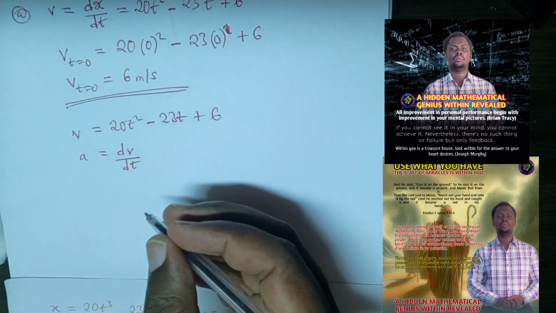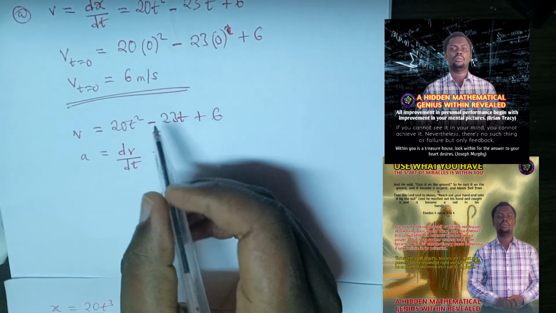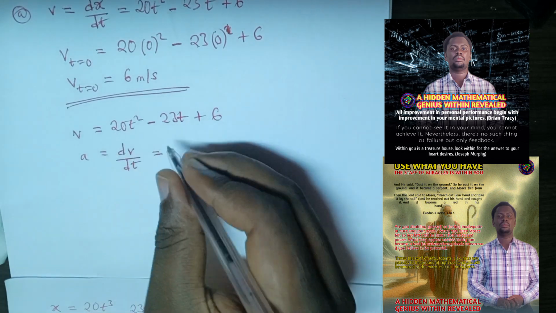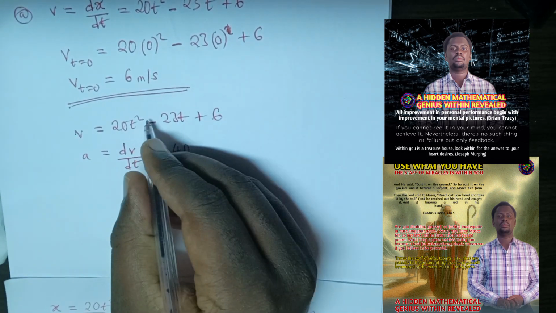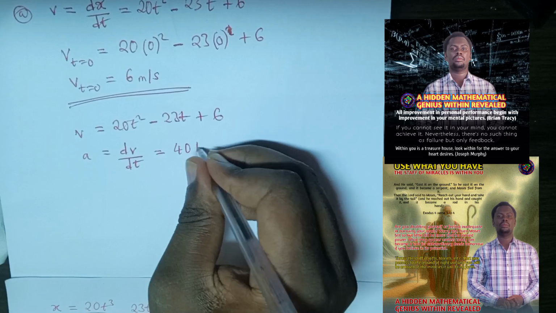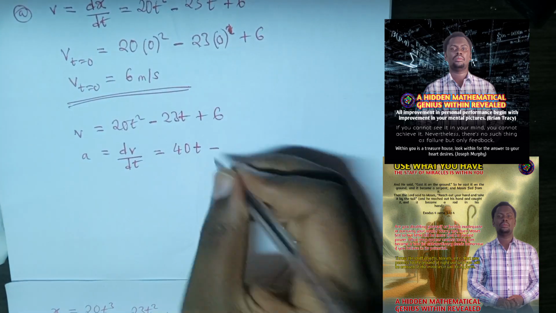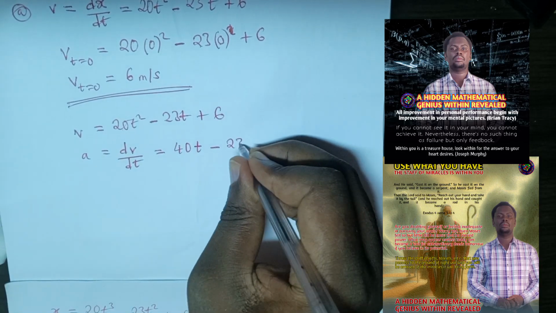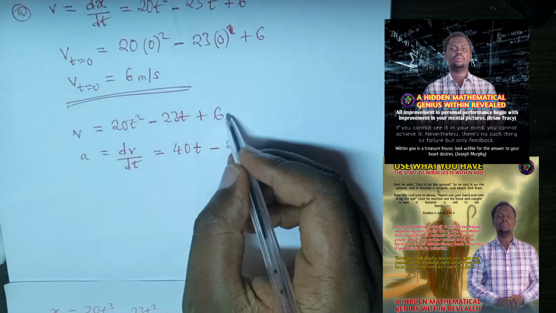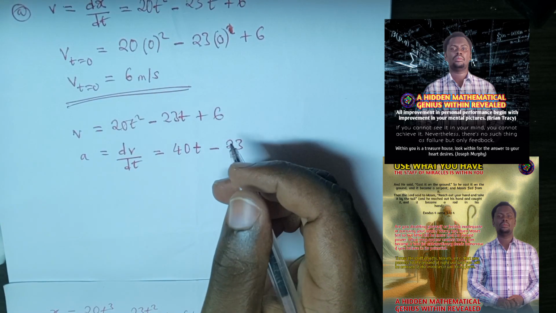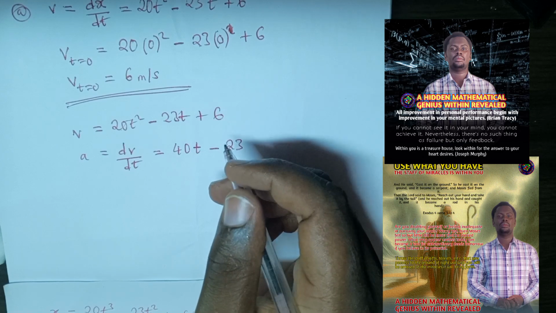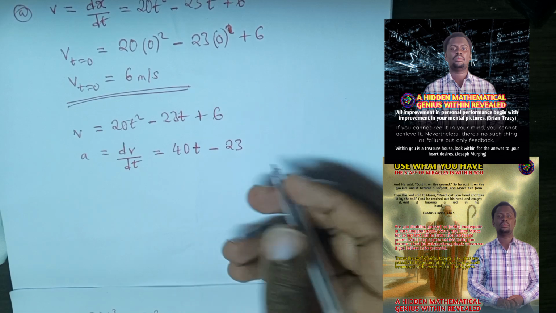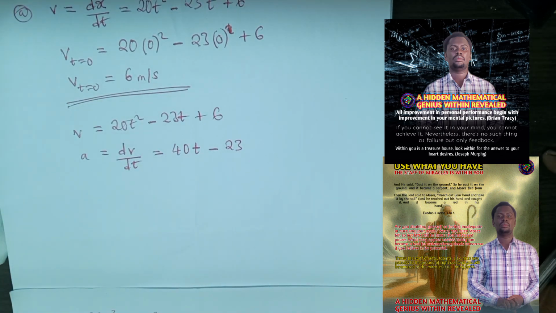So dv/dt is equal to the derivative of 20t squared: 2 multiplied by 20 is 40, 2 minus 1 is 1, so we have 40t, minus the derivative of 23t, which is just 23. The derivative of 6 is a constant, and the derivative of a constant is always 0. So an expression for acceleration is 40t minus 23.